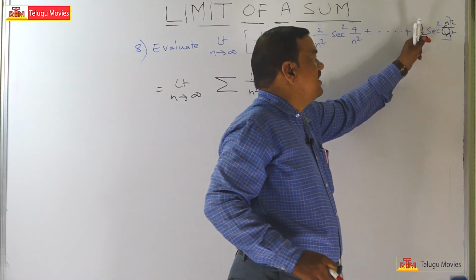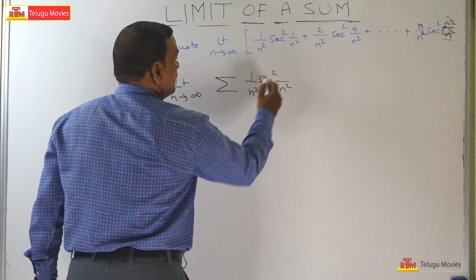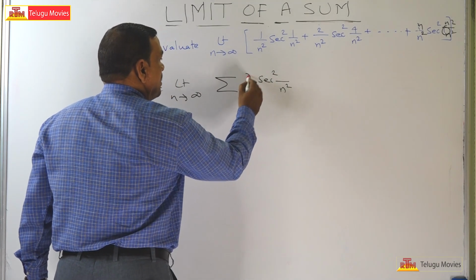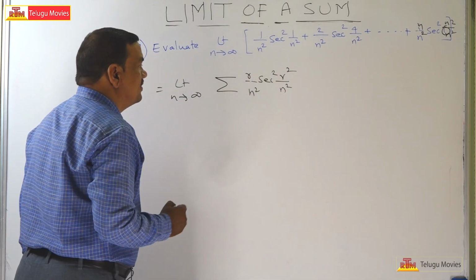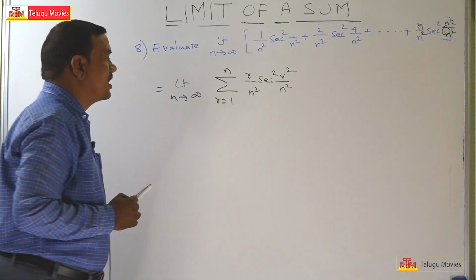So, if it is n, it is n square there. Okay. So then how to write it down? Here if it is r, here r square should be there. Therefore, r runs from 1 to n. r runs from 1 to n.